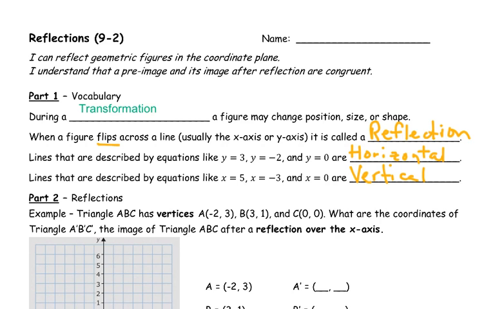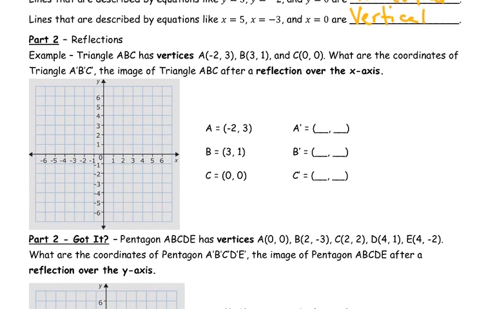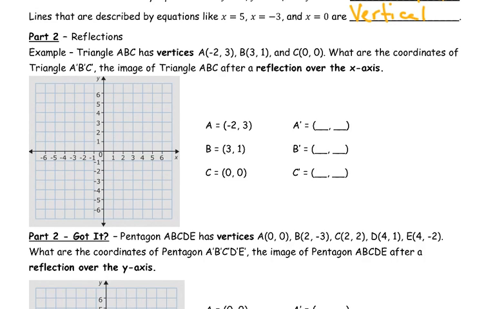So take a look at part 2 here, reflections, and we have triangle ABC with the coordinates that are given, and you want to know the coordinates for triangle A prime, B prime, C prime if it's a reflection over the x-axis. So the first thing we're going to do is graph triangle ABC. A has coordinates -2, 3, which is right here. That's A. B is 3, 1. So it's right there. B. And C is 0, 0. So we draw the triangle.